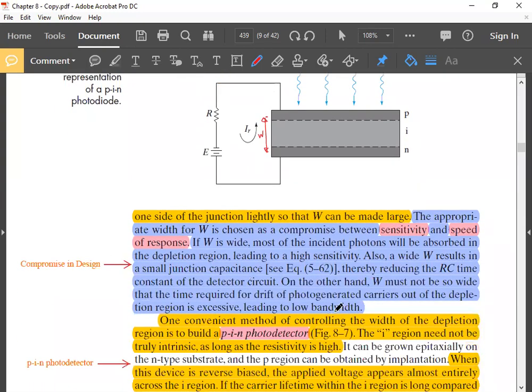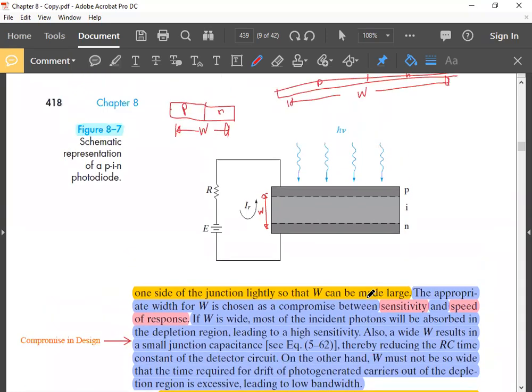But there is a problem with large W. On the other hand, W must not be so wide that the time required for drift of photogenerated carriers out of the depletion region is excessive, leading to low bandwidth. If the carriers have to travel a long distance, it will take too much time for the carriers to go to the external circuit. So the device response will be slow.